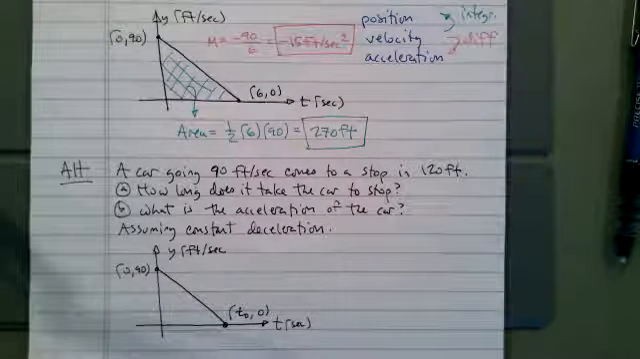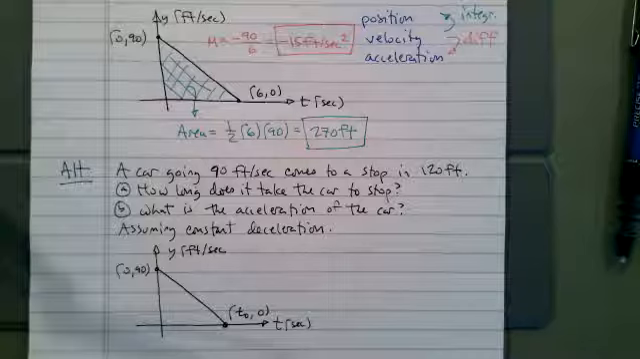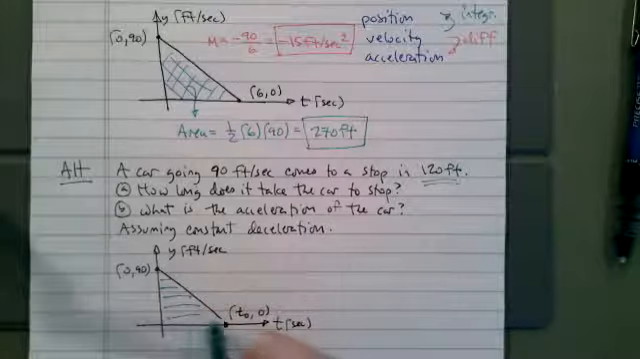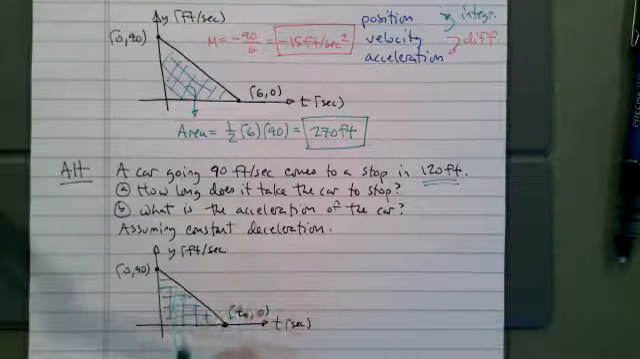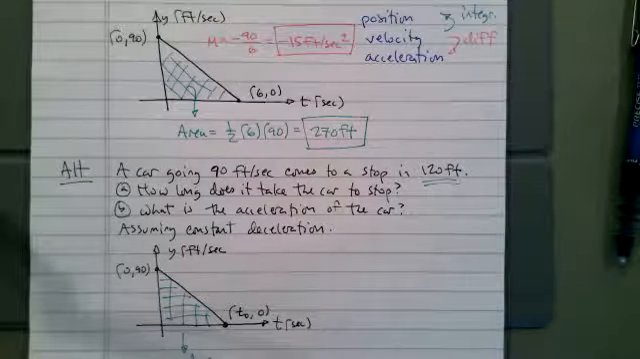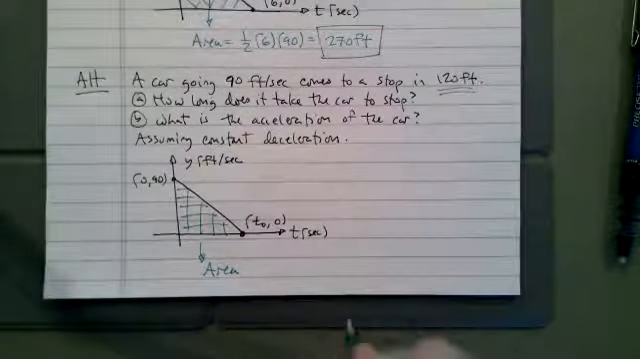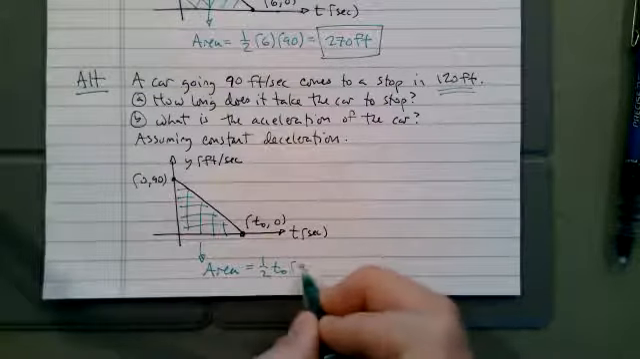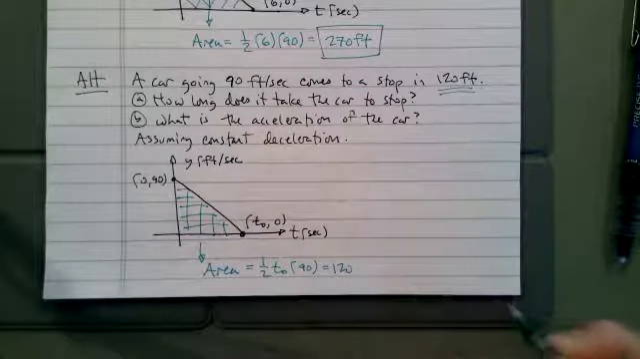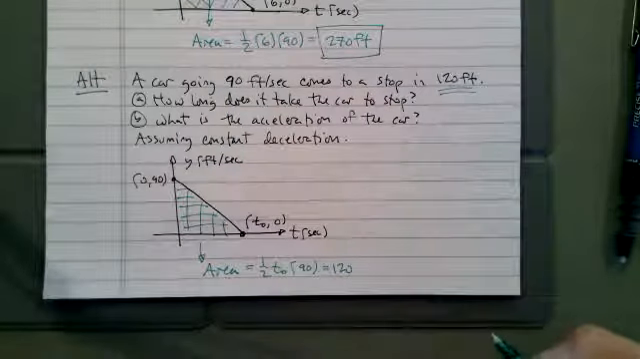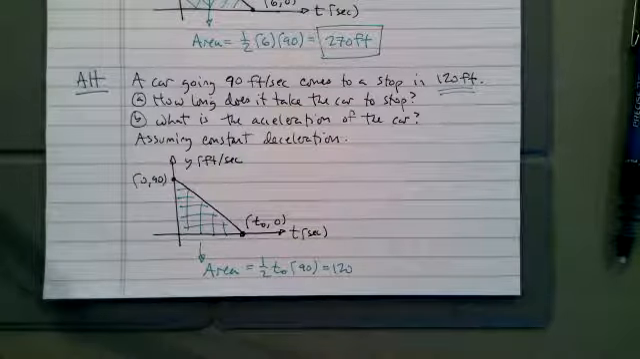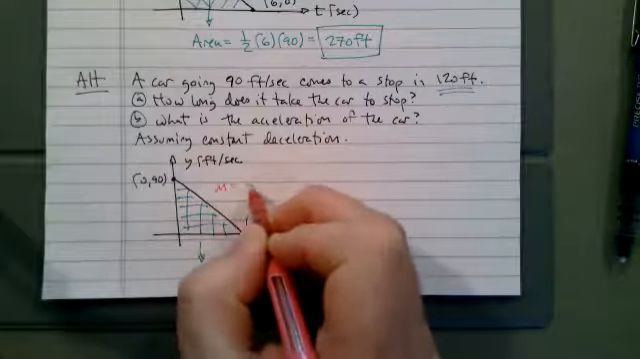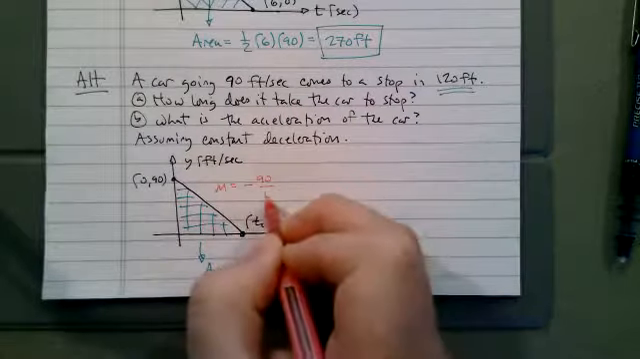So in this case, the information that we're given is that the car went 120 feet. So we're told that the area of this triangle, which is 1/2 times t naught times the height of 90, is equal to 120. We don't know the acceleration, but the slope is a decrease of 90 feet per second in t naught seconds.